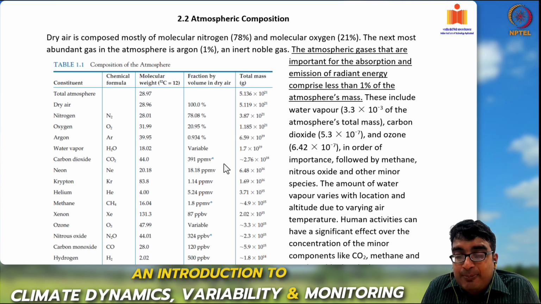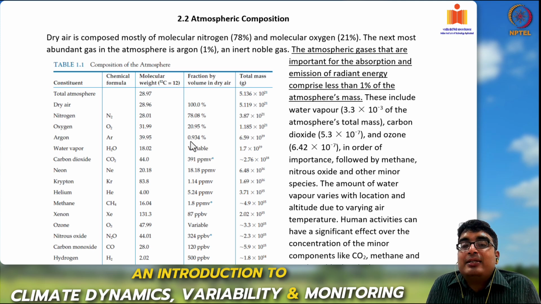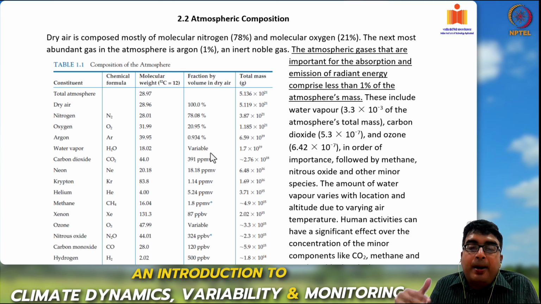Now, what is parts per million? Basically, this is 391 into 10 to the power minus 6 as a fraction. So, just as 0.934 percentage means 0.934 into 10 to the power minus 2, similarly, parts per million means 391 into 10 to the power minus 6. Okay. So, percentage is parts per 100. Parts per million is 1 part in 1 million parts. Okay. So, that's how this unit works.